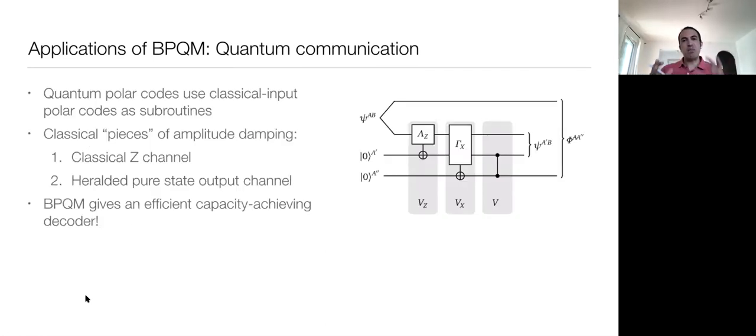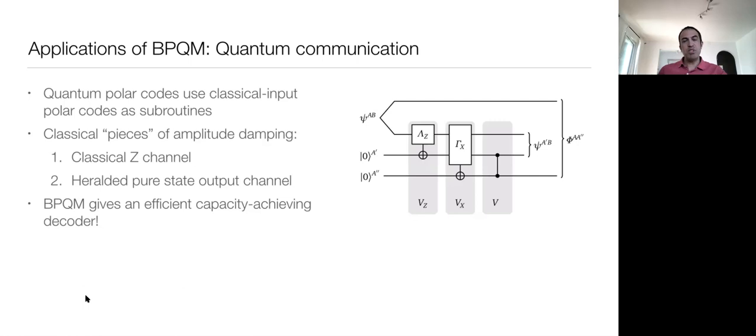You might have been thinking the whole time, this is nice, but it's half classical and I don't like those kinds of problems. But the great thing is that the quantum version of polar codes just uses the classical input polar codes as a subroutine. And so if you can construct polar codes for these classical input problems, then you can combine them to create decoders for quantum polar codes.